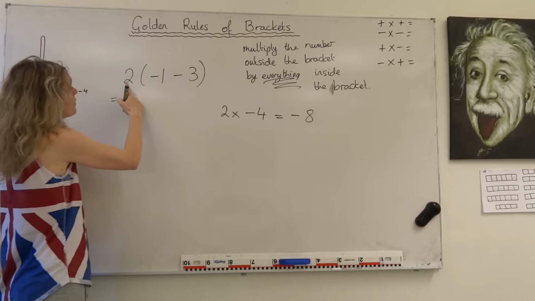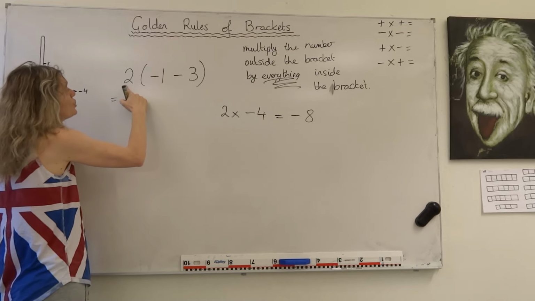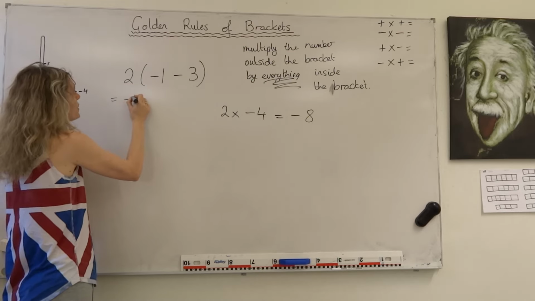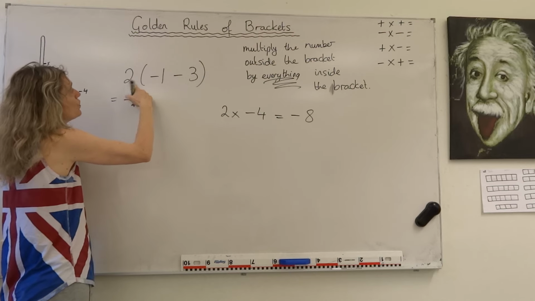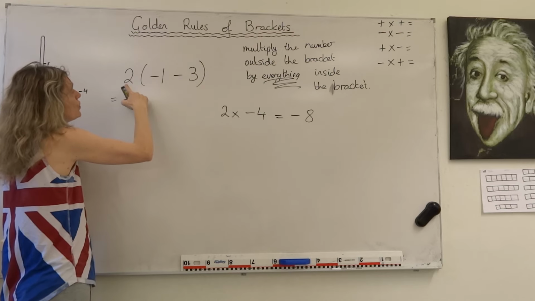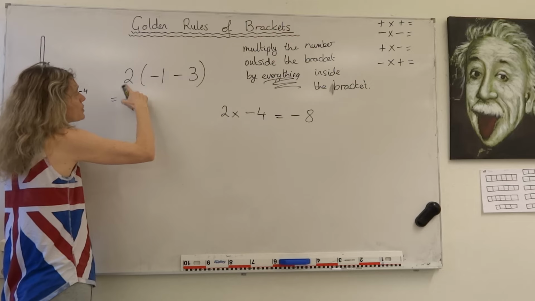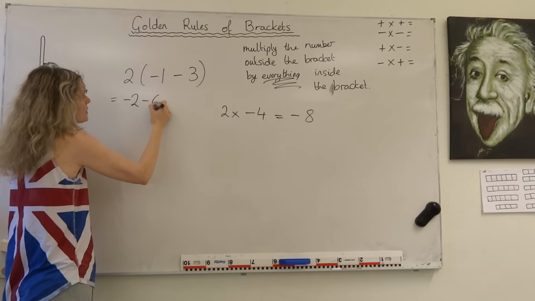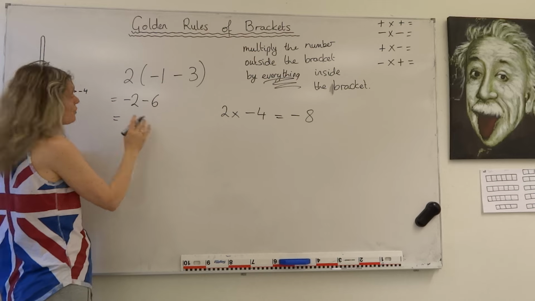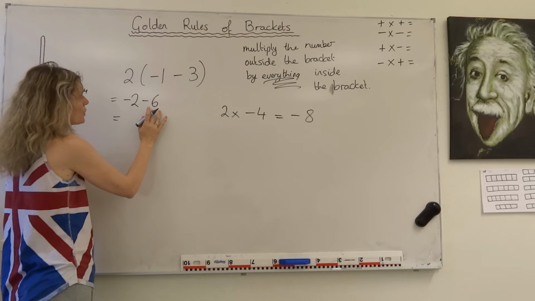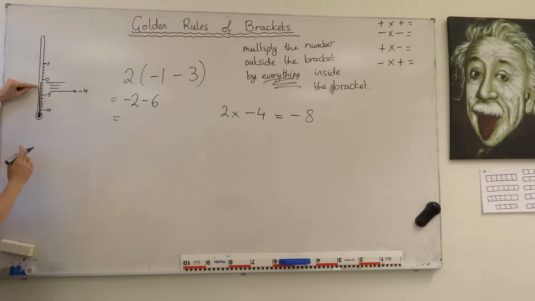The first thing I do is multiply the 2 by the minus 1. 2 times minus 1 is minus 2. 2 times minus 3. 2 times 3 is 6. Plus 2 times minus 3 is minus 6. So when we use our bracket rule correctly, we get minus 2 degrees. Well, we're at minus 2 now at the start.